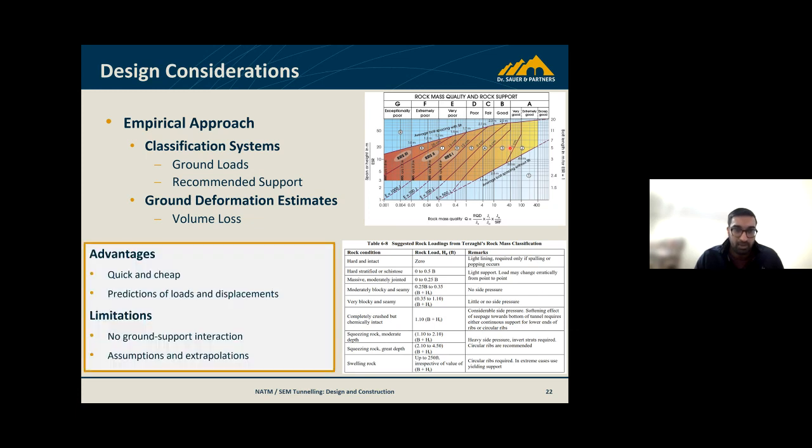The advantage is that it's very quick and cheap. Using something like an Excel sheet or whatever, you're able to predict loads and displacements quite easily. But the limitations include no ground support interaction, and the assumptions that you're making and the way it's extrapolated, etc. So there are limitations, but at least you get a good initial pass at what the ground or volume loss could be from the tunnel that you're proposing.